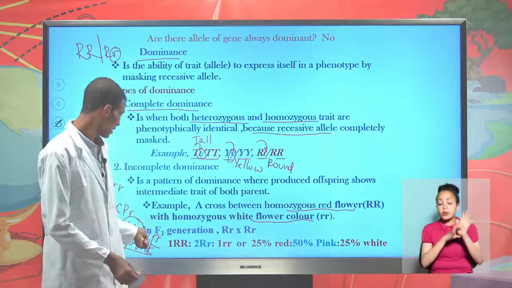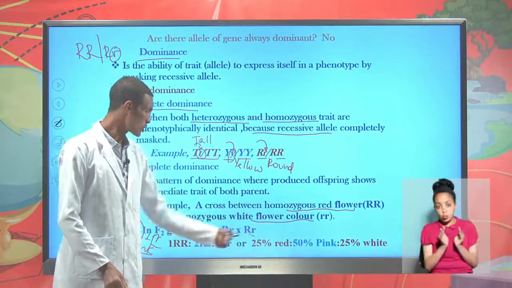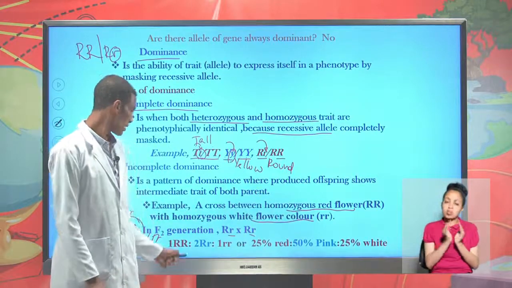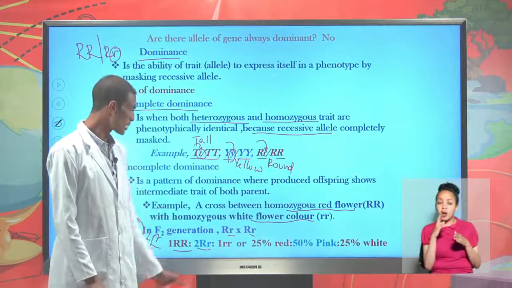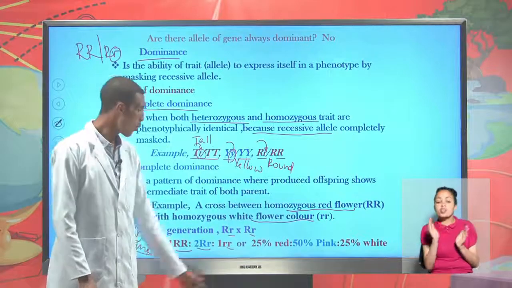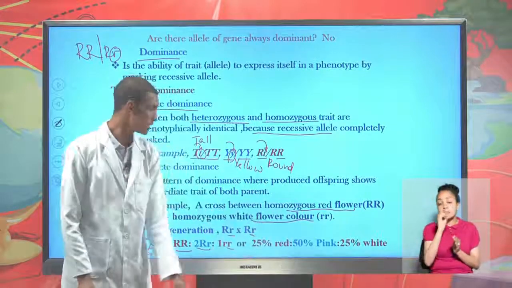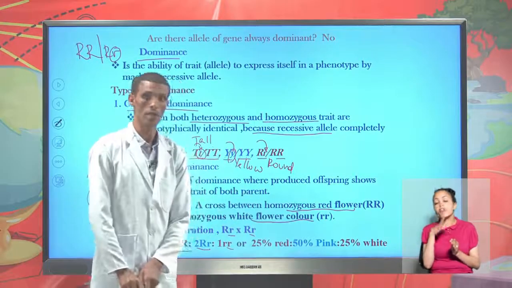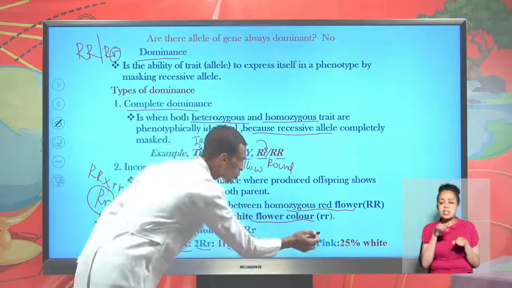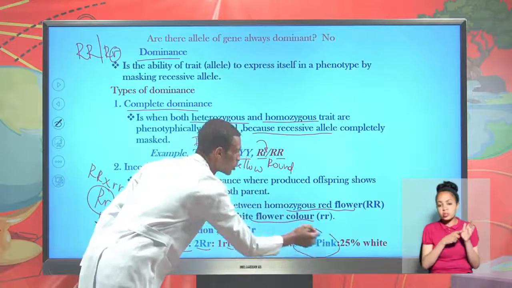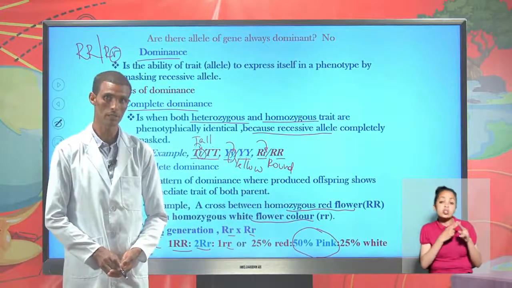For example here, in the F2 generation, R capital R small crossed with R capital R small gives one R capital R capital, two R capital R small, one R small R small. Or 25% red, 50% pink, and again 25% white. During incomplete dominance, the heterozygous shows an intermediate trait of both parents. This is called incomplete dominance.